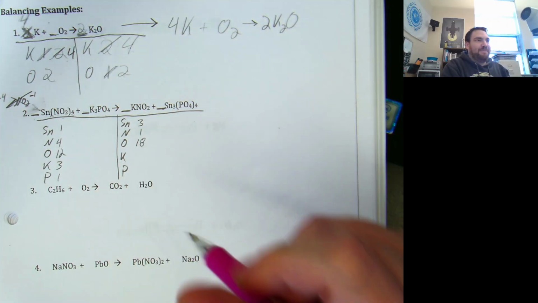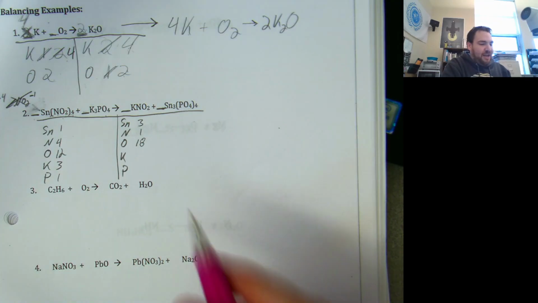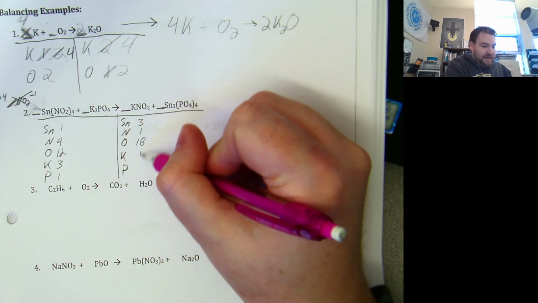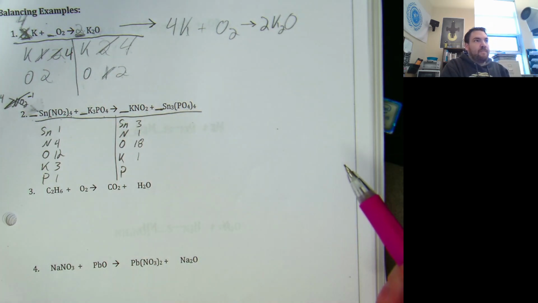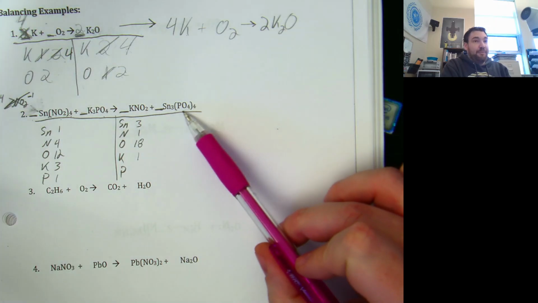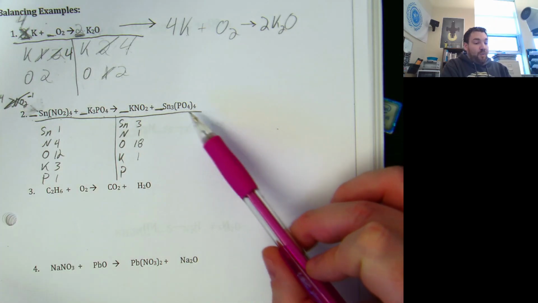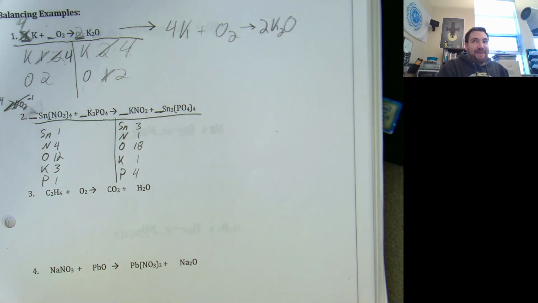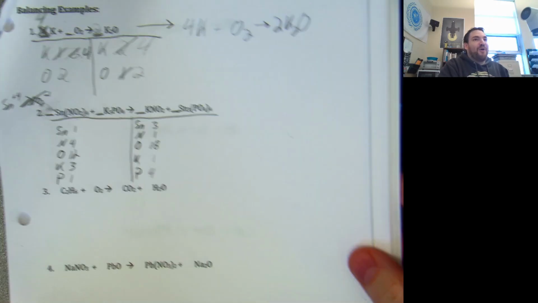Oh, it's fun to hear gears turning and light bulbs coming on. I love it. K, how many are there? 1. There's only 1. And phosphoruses, how many are there? There's 1 inside the bracket, but I've got a 4 outside. 1 times 4 is 4. Yes, it is. And it's going to get better. By better, I mean more annoying.